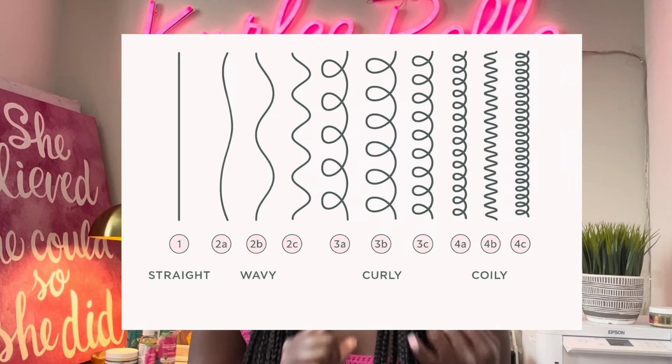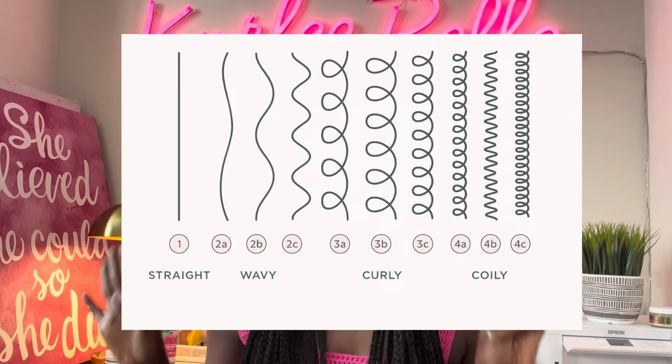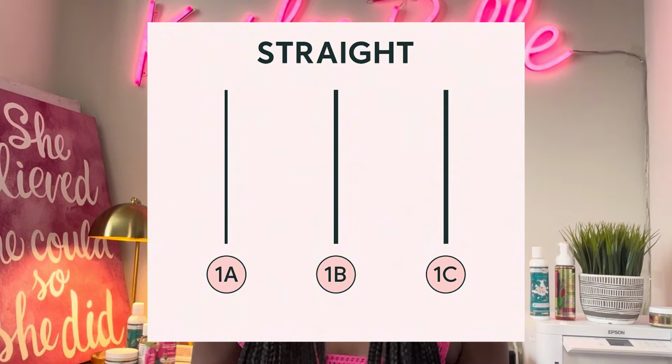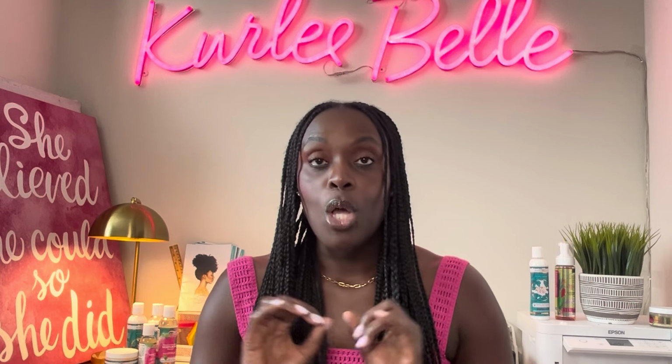Your hair type is basically your curl pattern, and there are 4 different hair types. Type 1, type 2, type 3, type 4, obviously. Type 1 is more straight hair, and this is categorized into 3 subcategories: 1A, 1B, 1C. This hair pattern is straight. It has no curl pattern at all, so it's pretty easy to identify. If your hair grows straight, then you have type 1 hair.